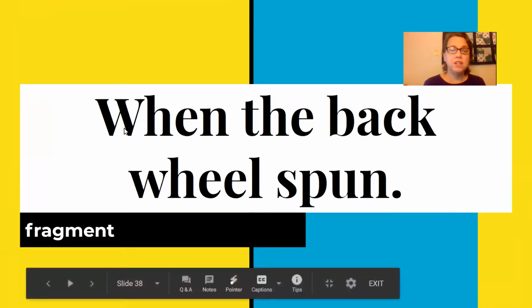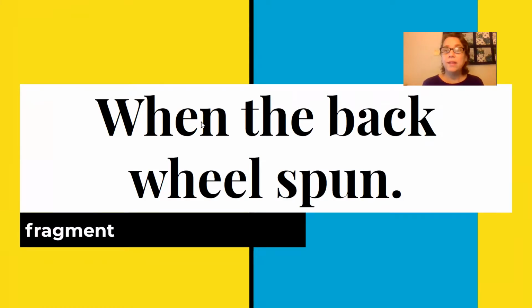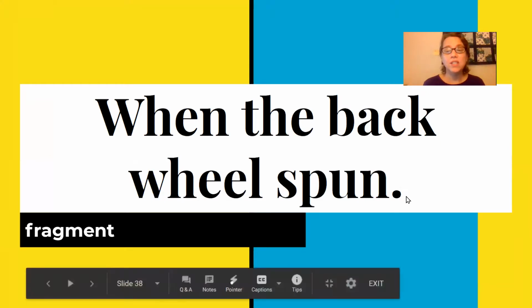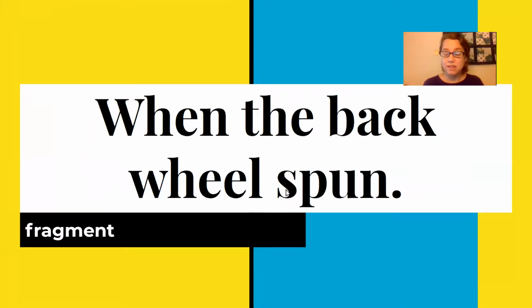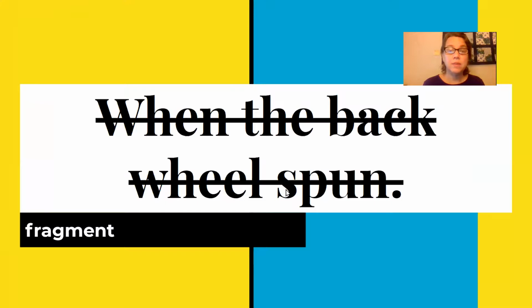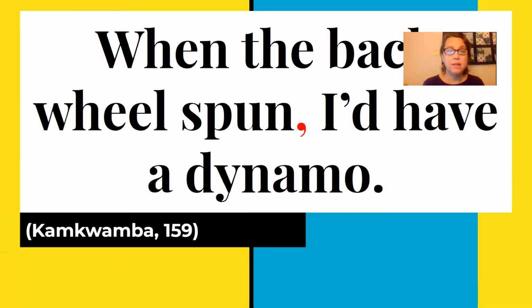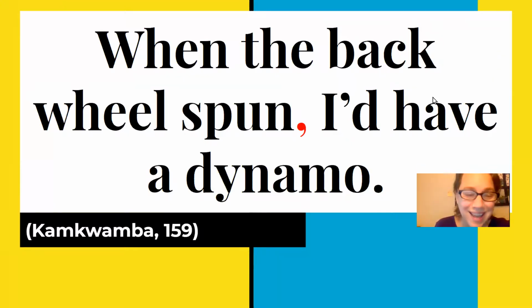Here's a subordinate conjunction: when. When the back wheel spun, when. When tells me two things are happening at the same time. See, it's not a question. So it's like, what? The back wheel spun and what? What happened? It's not complete. So it's bad. When the back wheel spun, I'd have a dynamo.